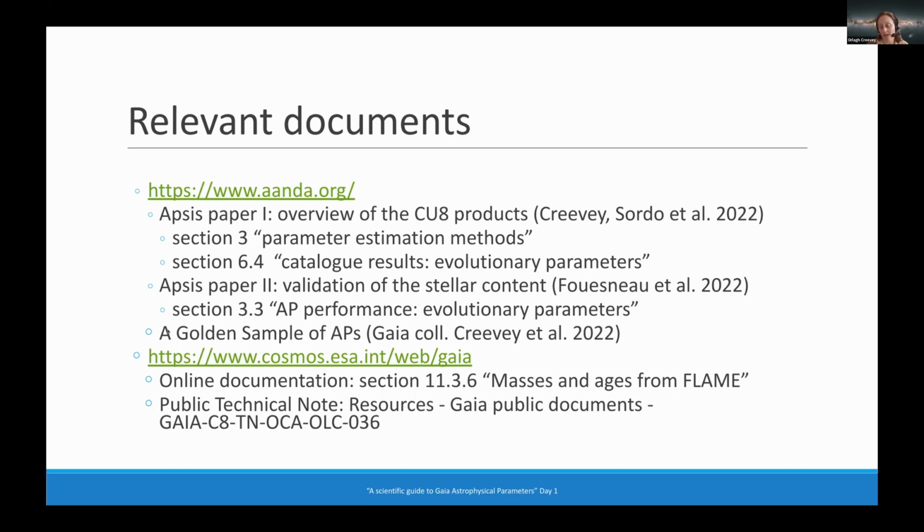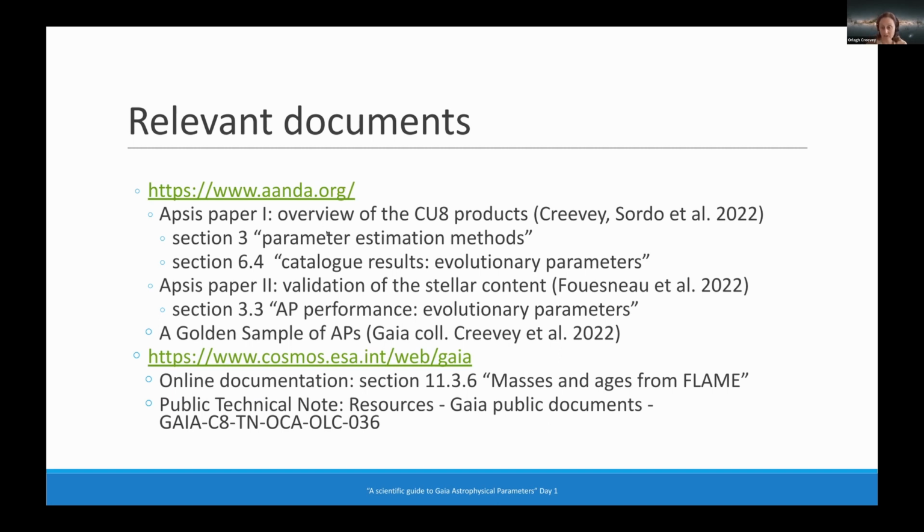And then finally, depending on the time we have left at the end, especially when talking about how to use the products, I refer to a performance verification paper called a golden sample of astrophysical parameters. It's a Gaia collaboration paper, Creevey et al.